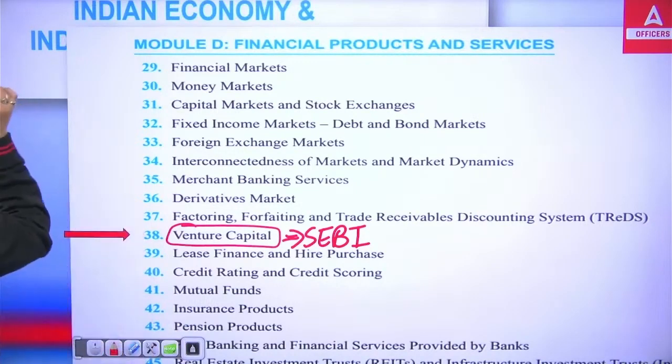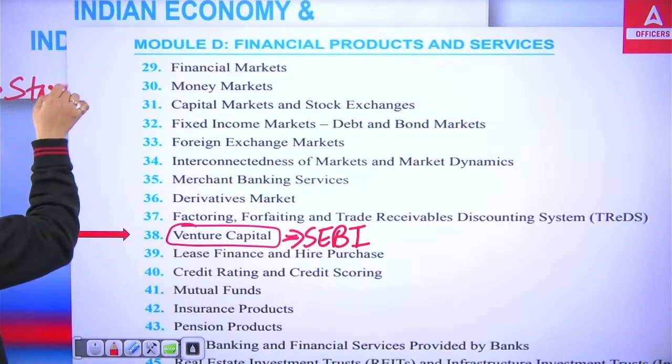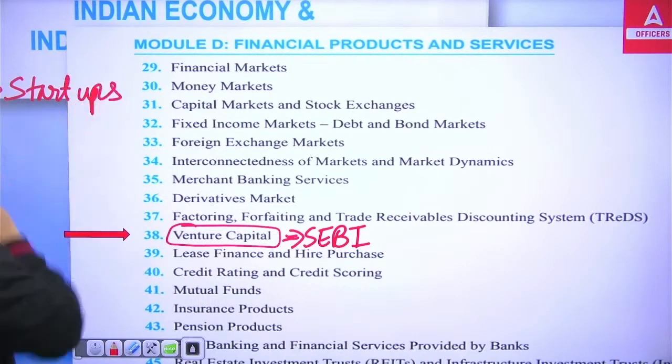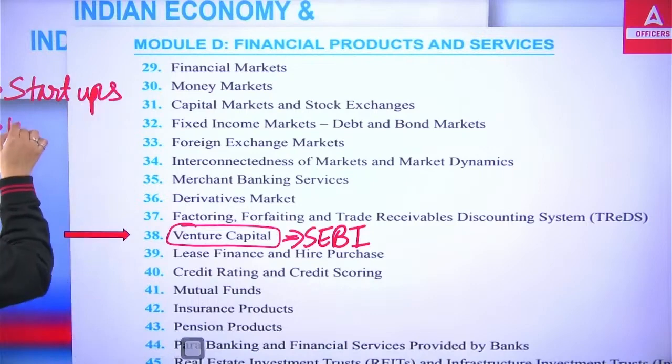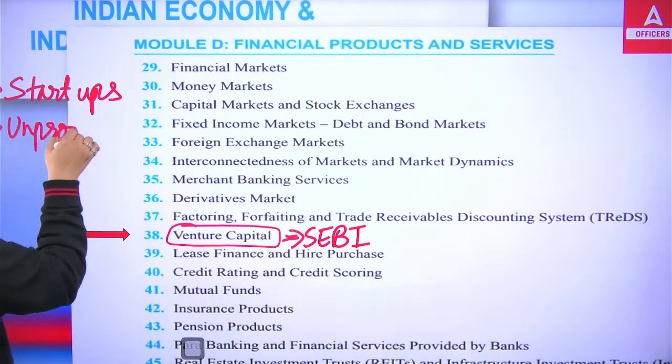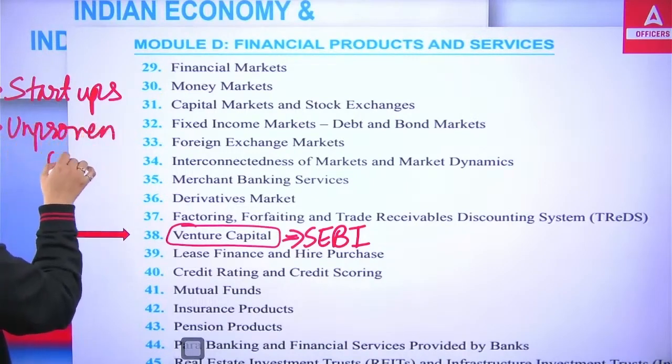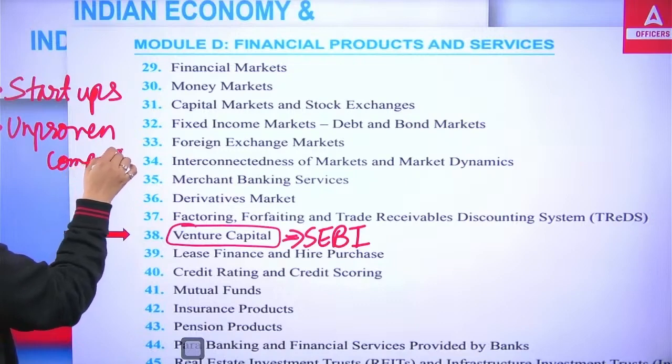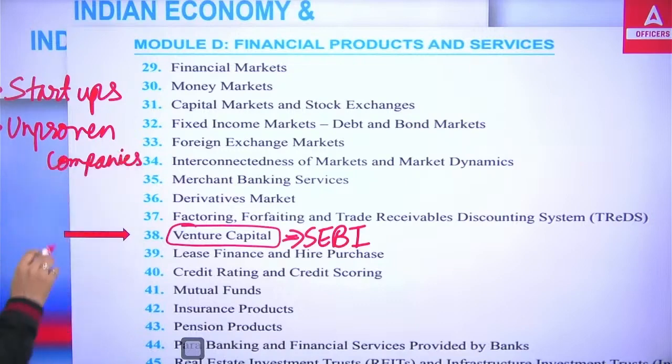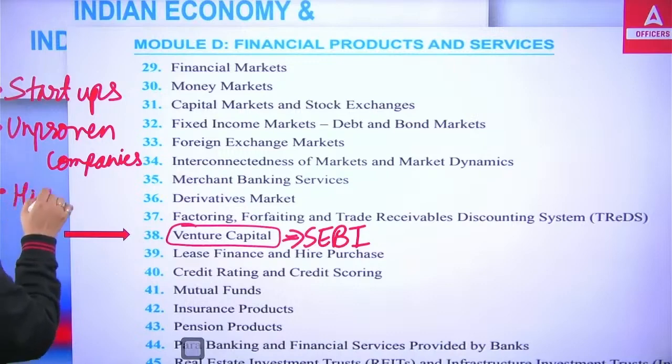Okay, they provide loan to startups. They are providing loan to whom? They are providing loan to startups. Startups mean unproven companies. They invest money in unproven companies, those companies who are just starting their business in the country. The next thing, because they are unproven companies, obviously there will be a high risk.